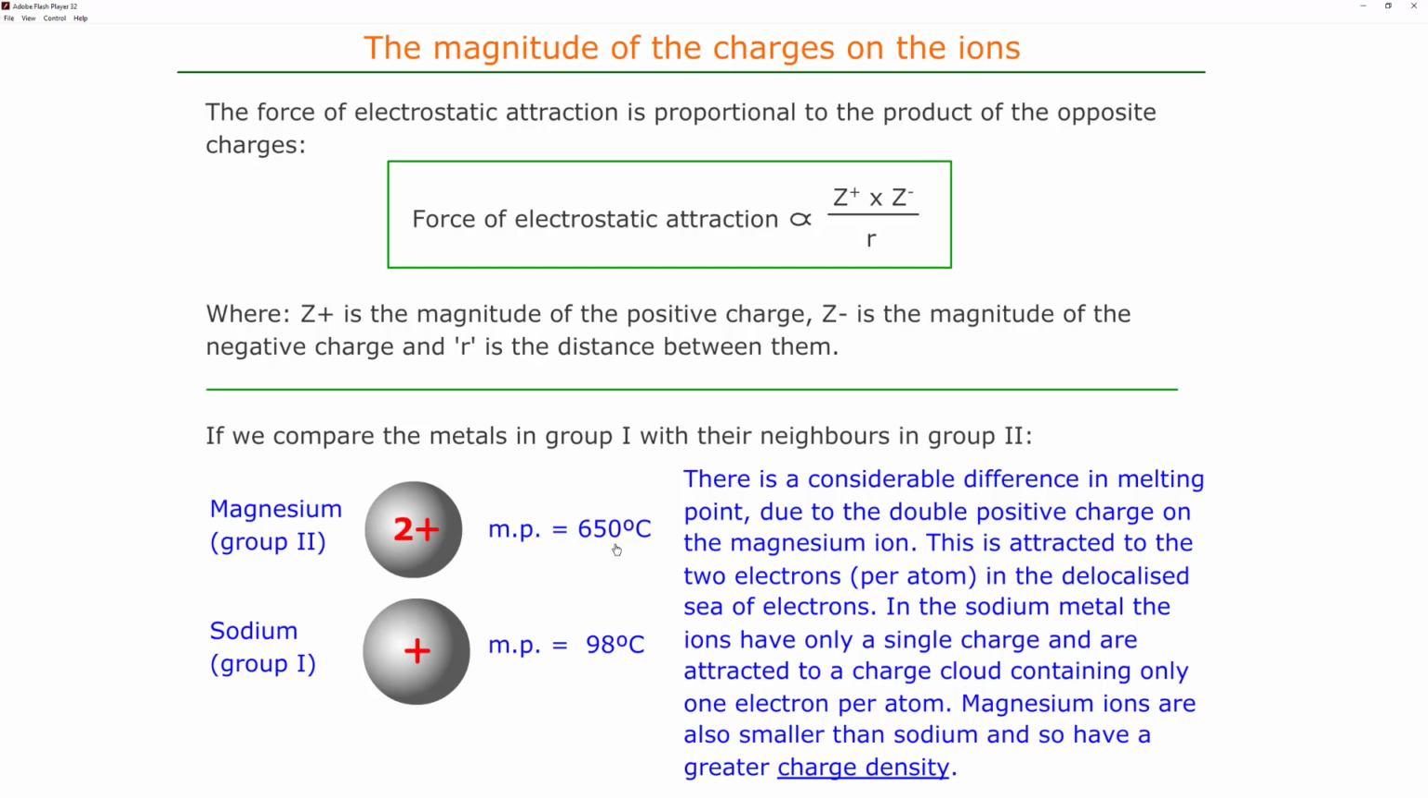Magnesium has got a melting point of 650 degrees. Whereas sodium, which is similar in size, it's next to magnesium in the periodic table, has got a melting point of 98 degrees, far less, because the sodium ion has only got a single positive charge. And the electron sea has 1 electron per atom in it. And so consequently, the force of attraction that holds the whole lattice together in sodium metal is much weaker than the force of attraction that holds the whole lattice together in magnesium metal. Sodium has a much lower melting point.